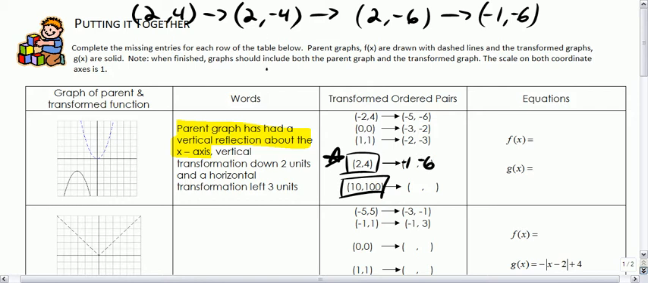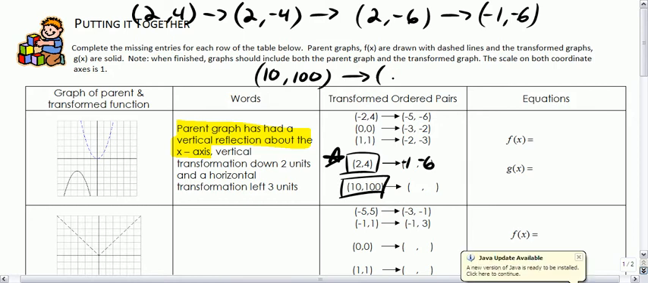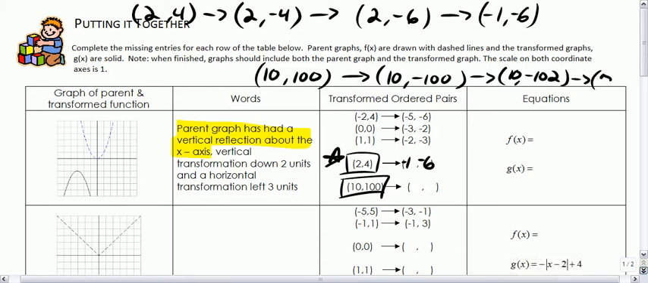10, 100. Okay, first it's reflected over the x-axis, so the y changes sign. Then it is vertical down 2 units, so subtract 2 from the y, so 10, negative 102. And then 3 left would be subtract 3 from the x, so 7, negative 102.